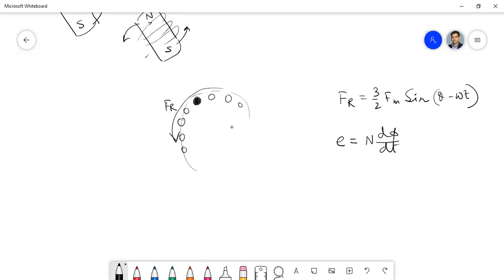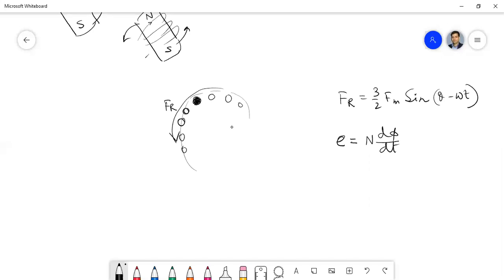Clear so far? Now this voltage will be induced in this rotor bar. Not only this rotor bar, on every rotor bar you will have some voltage induced, but obviously there will be some phase difference between these voltages because they are in different locations, different phase angles, different positions. But voltage will be induced in those rotor bars.